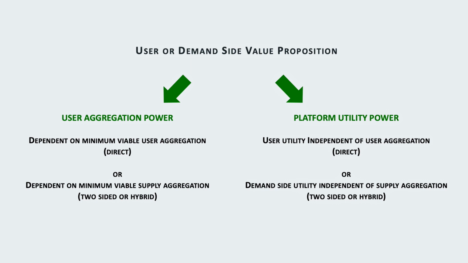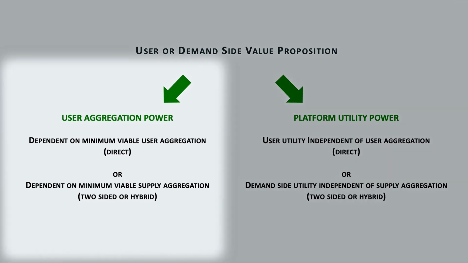And so if you were to put that in layman's terms, the aggregation power? Yeah, so user aggregation power, whether it's a direct network or a two-sided network, is very much around how good a job the network has done at aggregating potential users of that network. If you take Facebook, for example, they've done an incredible job of aggregating the world's population as part of their social network.